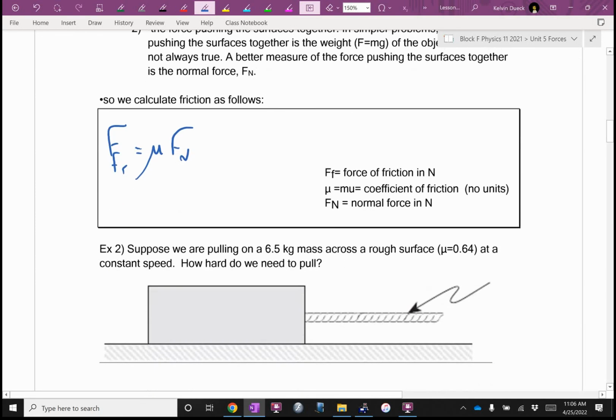Okay. Mu is the coefficient of friction. It has no units. The normal force is newtons. Friction is newtons. So yeah, this has no units.